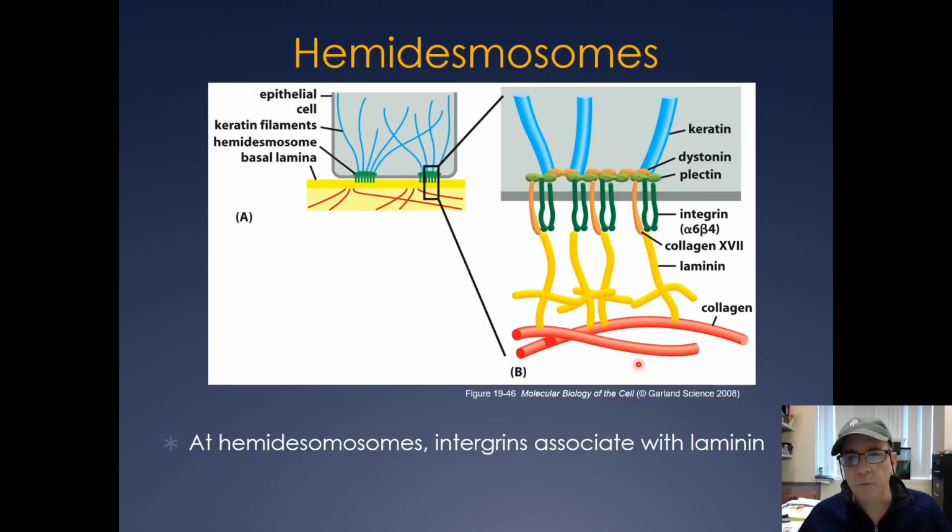You can also have them with the hemidesmosomes, where you have your intermediate filaments, your keratin, plectin, and dystonin here, and then you've got your integrins attaching to the laminin, and then down to the collagen. That's shown in this schematic over here. So you've got the basolateral surface of the cell attaching to the basal lamina.